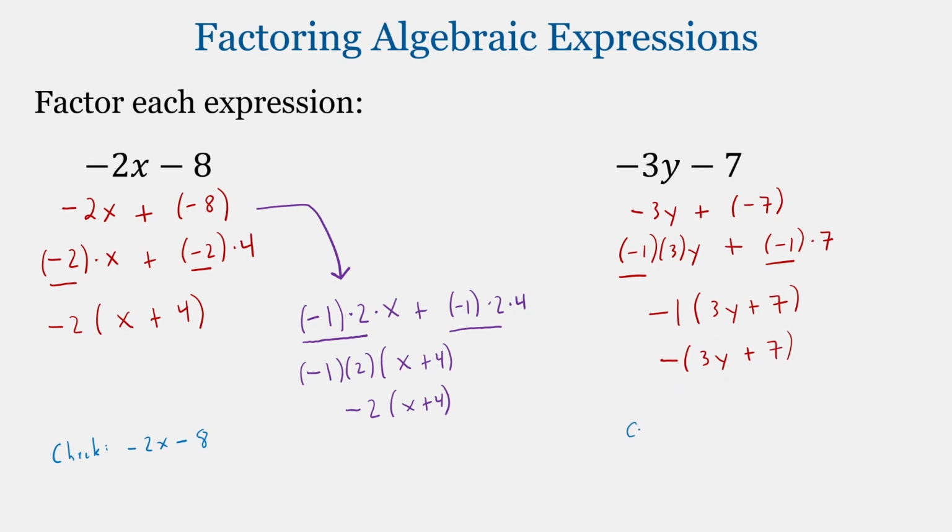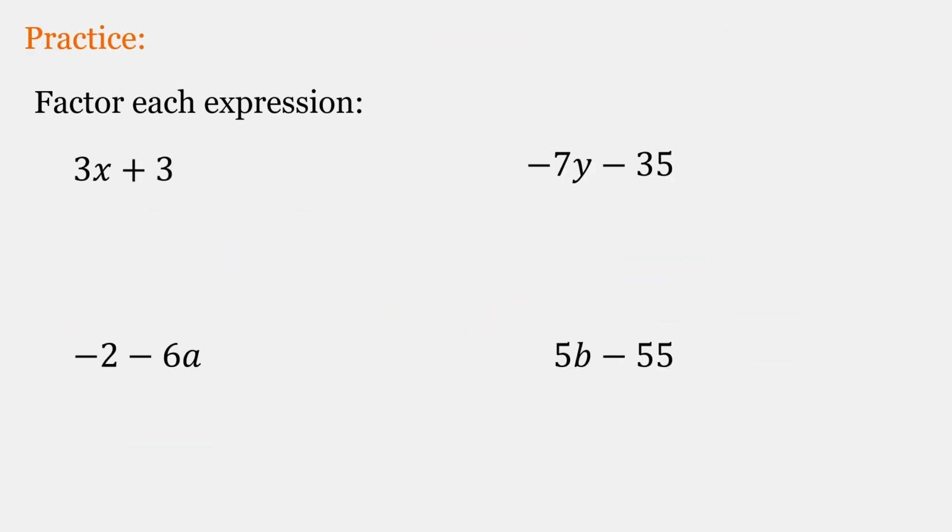And then checking our answer. Again, this is negative 1 times 3y, so that's negative 3y. And then negative 1 times 7 is negative 7. Back to where we began. A great way to learn is to practice on your own. We will discuss in a bit, but go ahead and pause your screen and do these 4 problems.